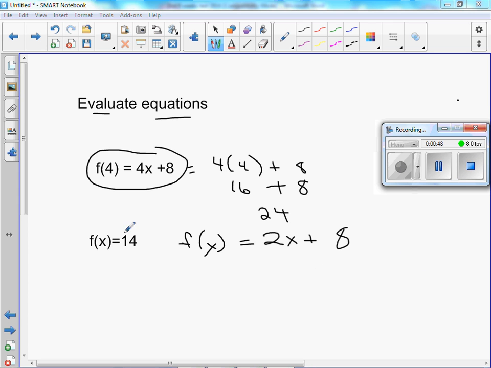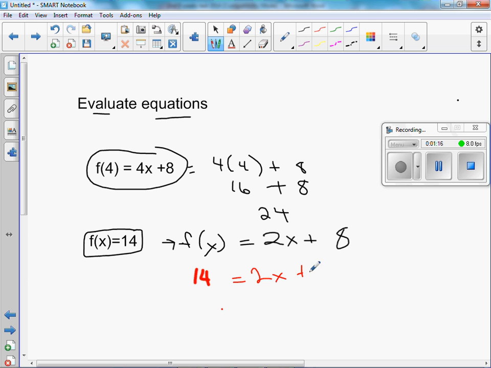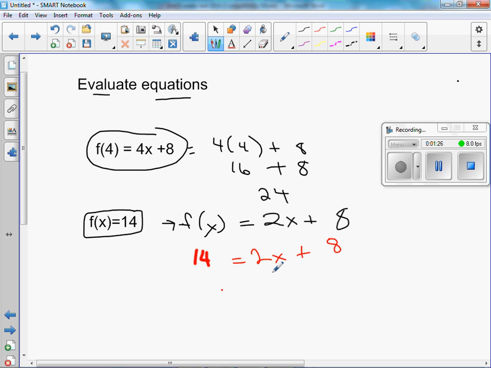In this problem, if you happen to have f of x equals 14, okay, and this is the equation you must evaluate. So now you have to substitute the f of x with the 14. So you would simply write f of x is 14. So equals 2x plus 8. So we're looking at the f of x equals 14 is telling you what the function is, 14. So now we're just going to solve for x.